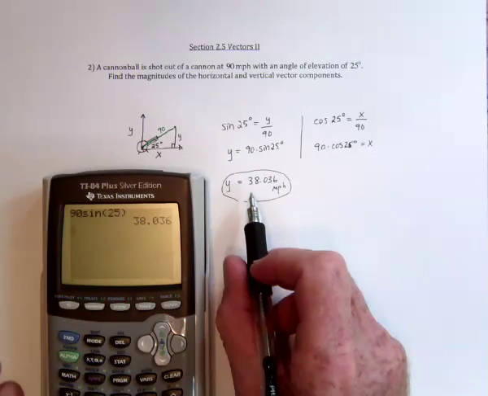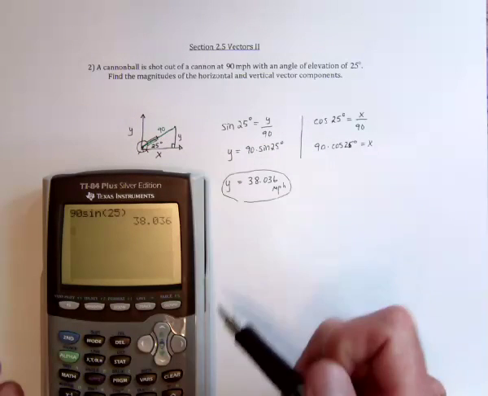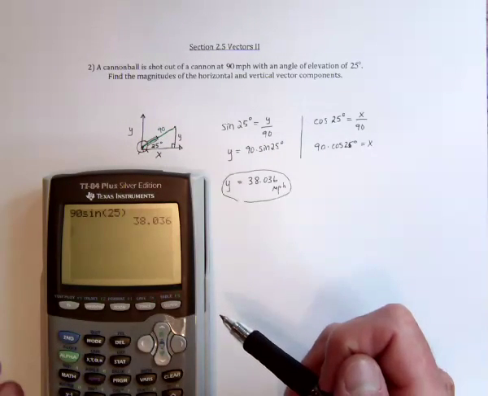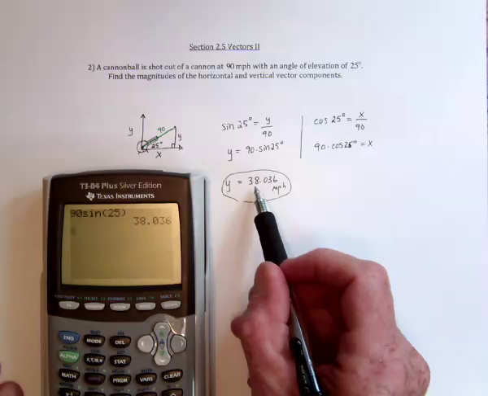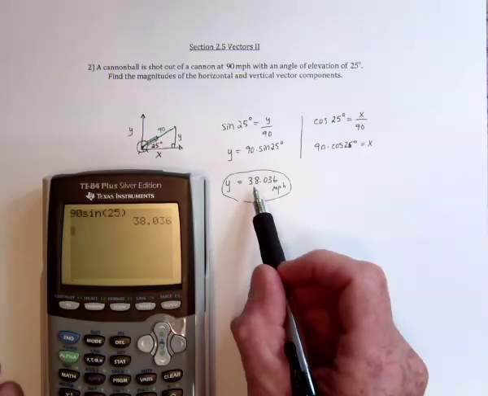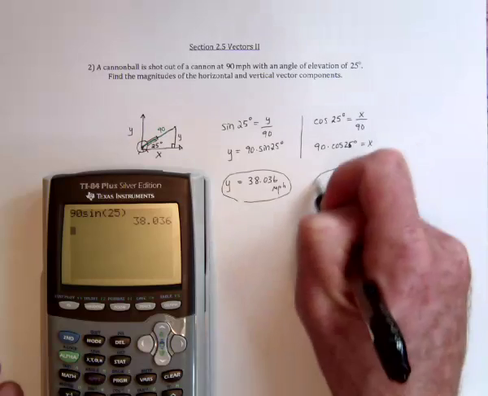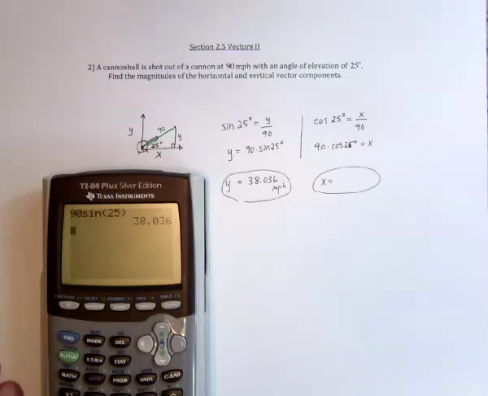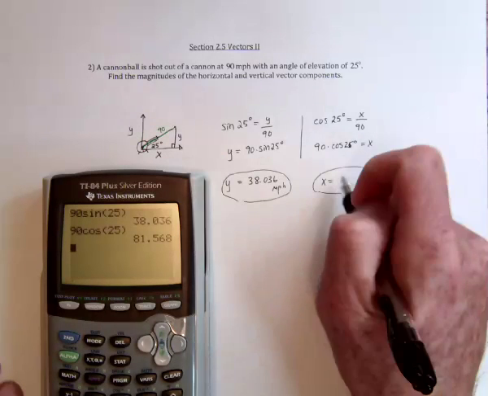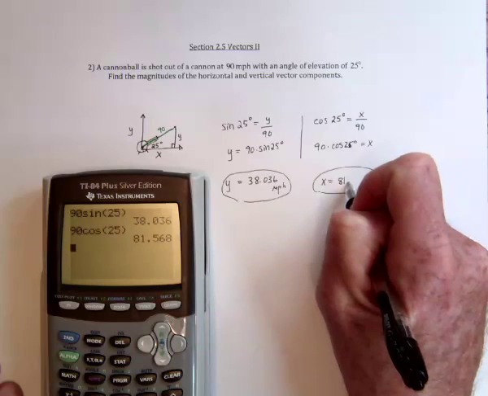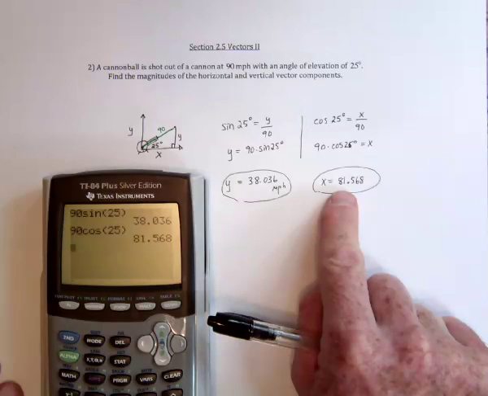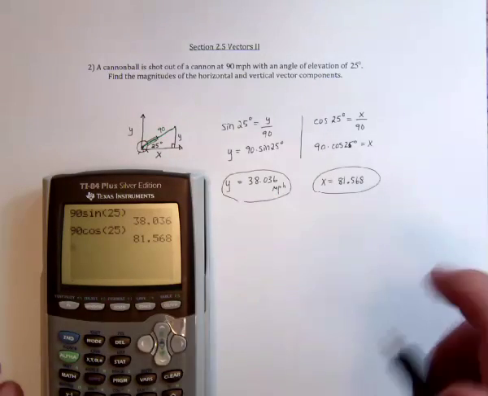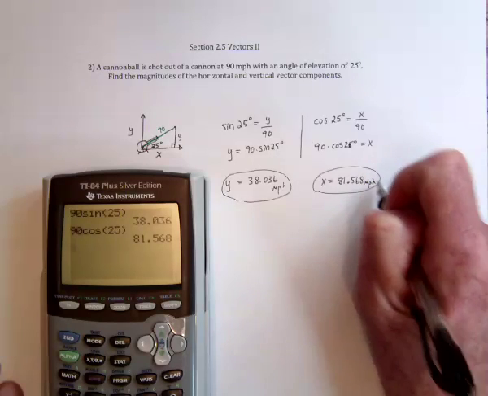So this is basically saying if when that thing came out, it only traveled vertically, somehow the laws of gravity didn't work or something like that, it only went vertically, then vertically it's changing at 38 miles an hour. But it's also moving horizontally, so 90 cosine of 25 at 81.568. So the majority of its energy is propelling it forward, but some of it is pulling it up or pushing it up as well.